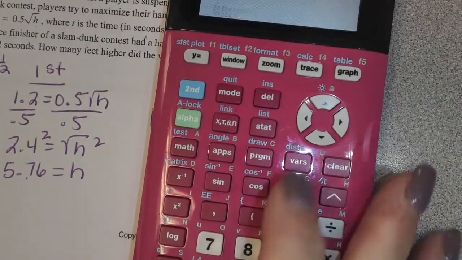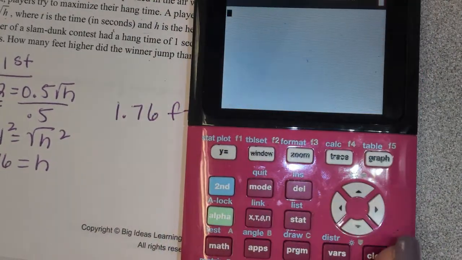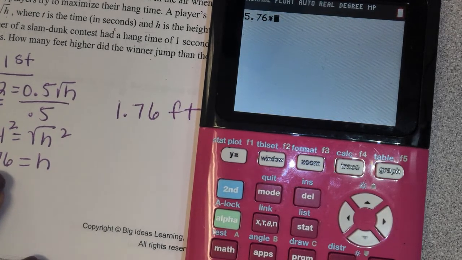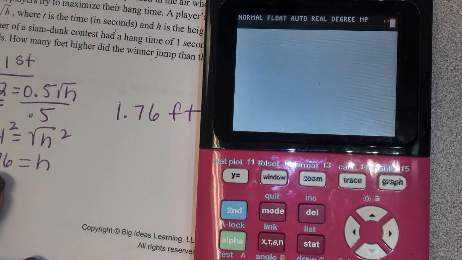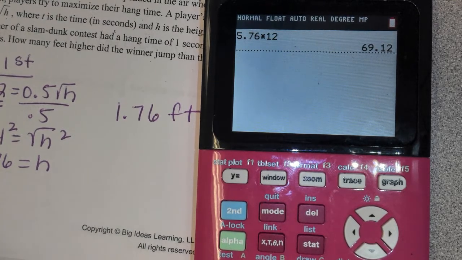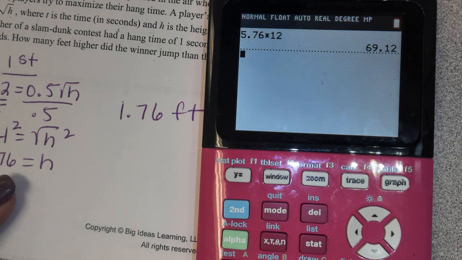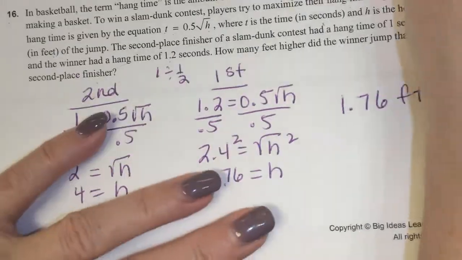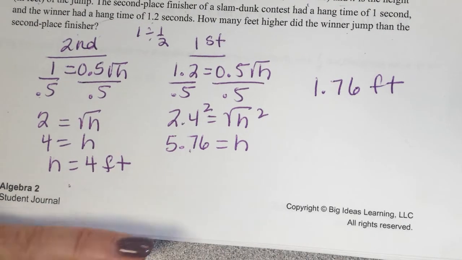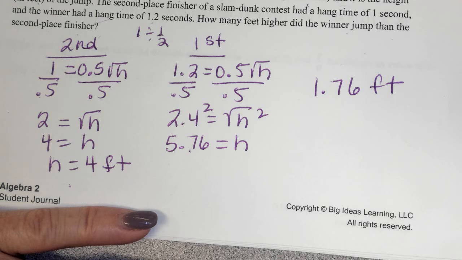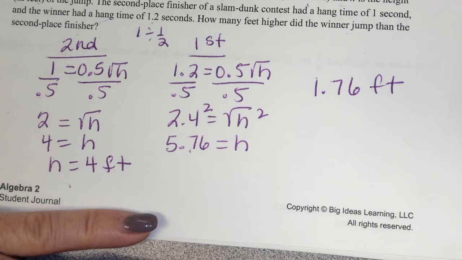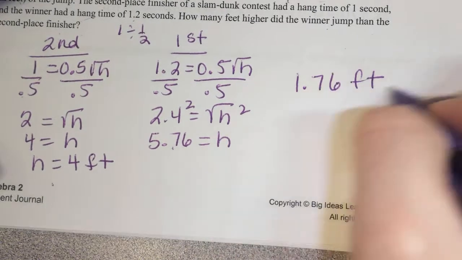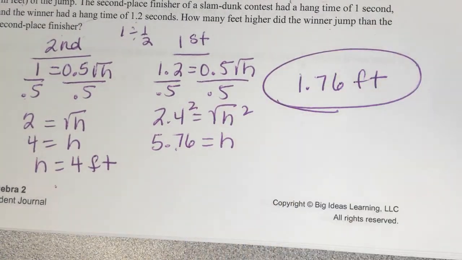So, here's my question. Is this a realistic problem? I always wonder about that. 5.76 times what for inches? 12 inches? So we've got, I don't know. Do you think somebody could jump almost 70 inches up into the air? I don't know. Somebody in the other class was telling me that Michael Jordan was found to have jumped over 50 inches in one of those slam dunk contests. So, I don't know. We could research it, see if it's really possible. But anyway, for our problem, 1.76 feet would be our answer.